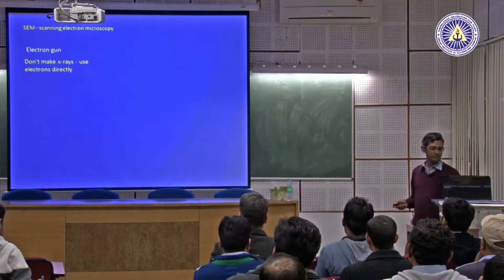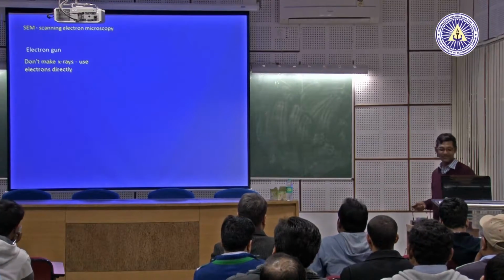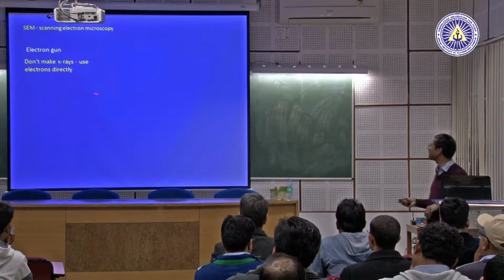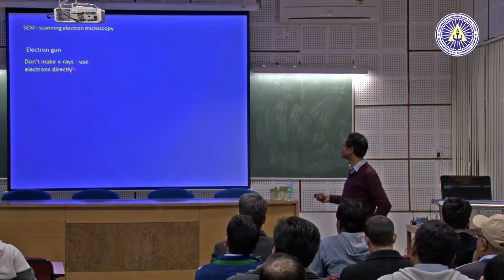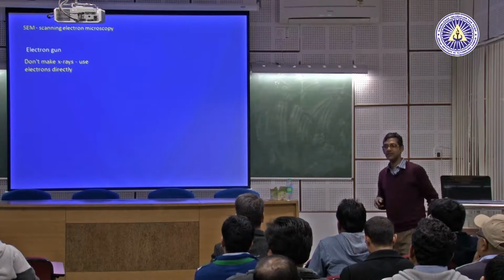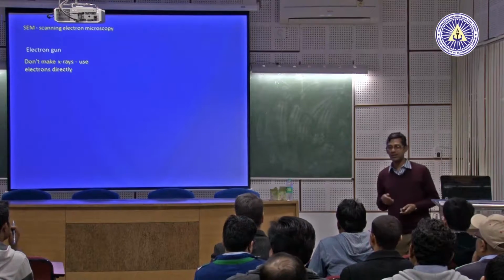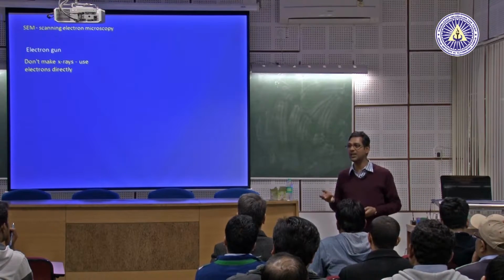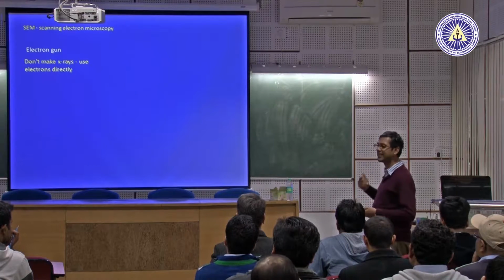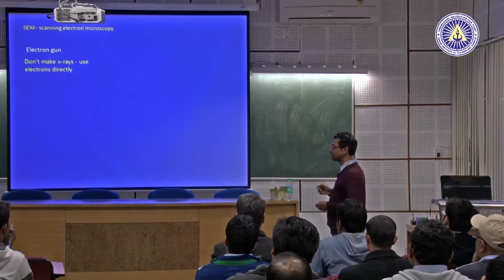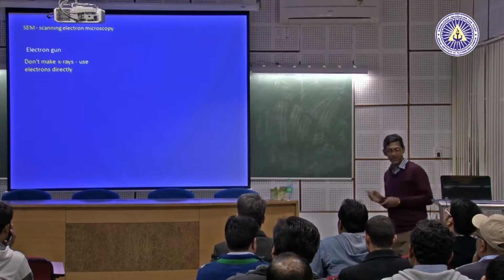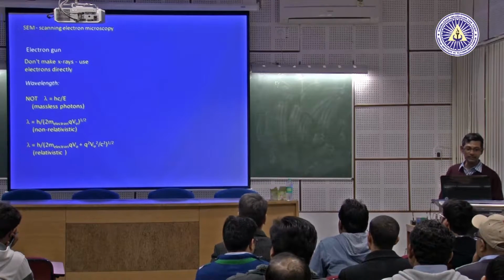That is another advantage. So what does it have? This machine which I showed you basically has an electron gun. It has to produce electrons. We don't use X-rays like in X-ray diffraction. We use electrons directly. In X-rays also you use electrons, right? An X-ray tube is basically you hit electrons on a particular metal and create X-rays. But here we don't do that. We rather use the X-rays to analyze the material. So the electron gun is very important. We'll spend time on that.